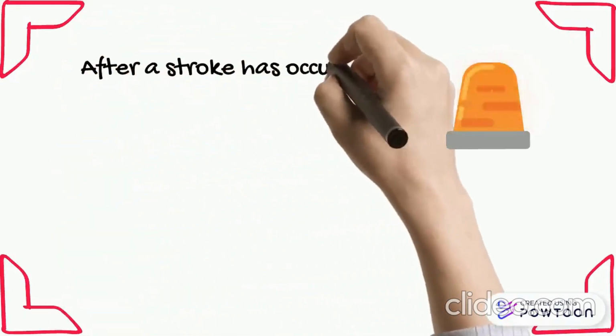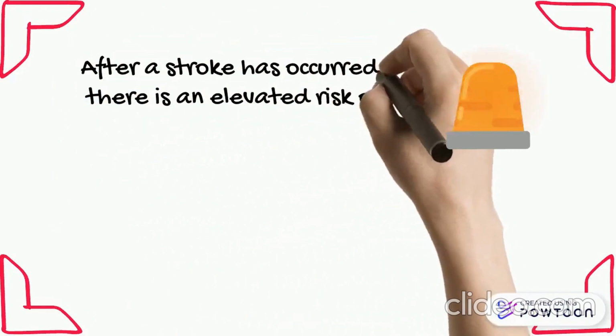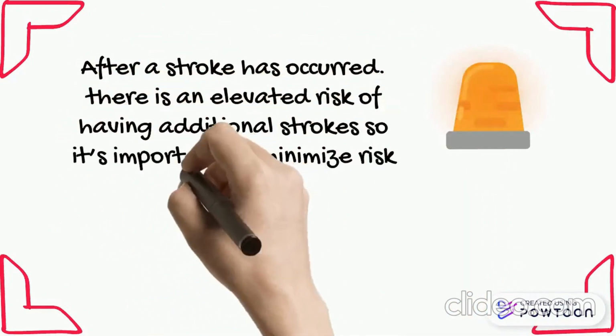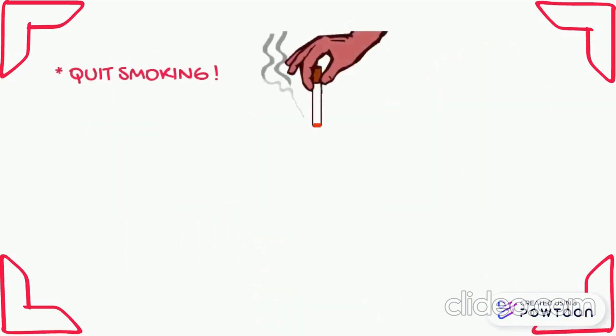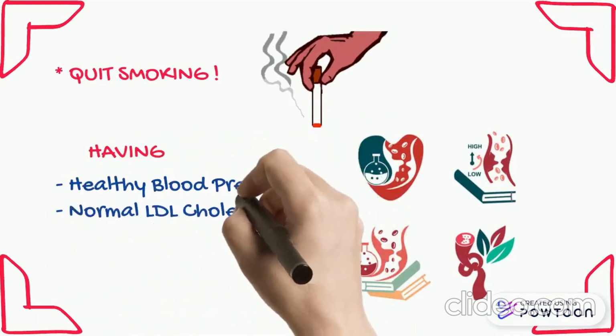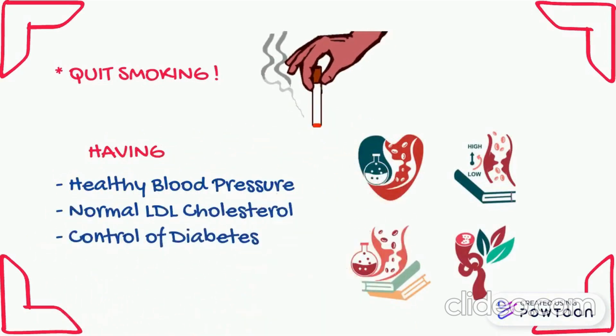After a stroke has occurred, there is an elevated risk of having additional strokes, so it's important to minimize risk factors. The main one being quitting smoking. But others include having a healthy blood pressure, normal LDL cholesterol levels, and controlling other diseases like diabetes.